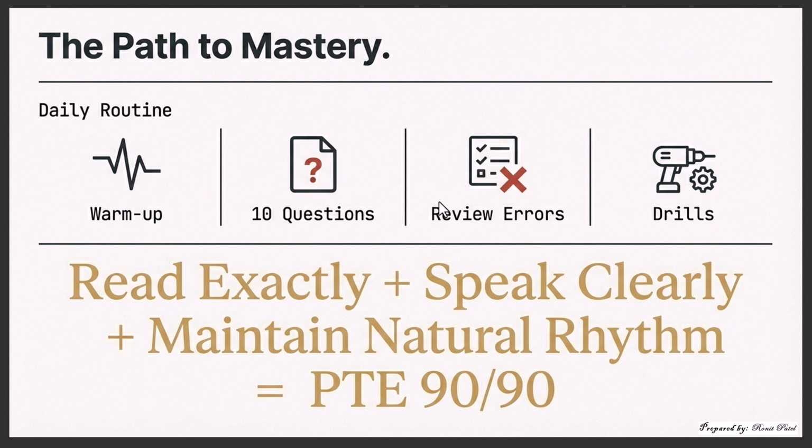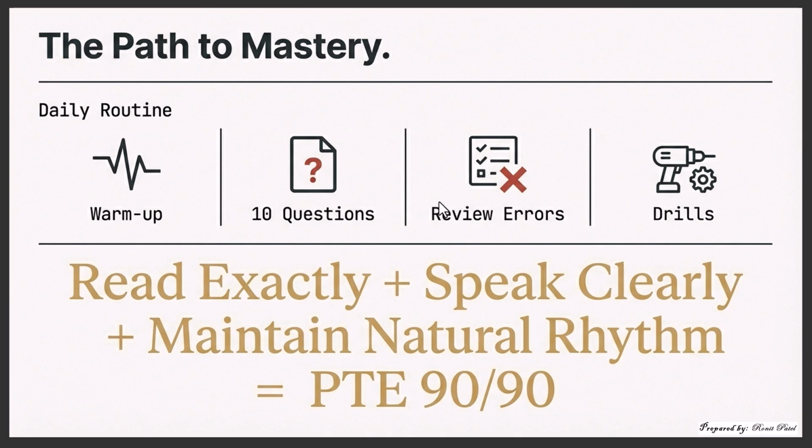And now we arrive at the destination of the entire journey, the path to mastery. High read aloud scores are not talent, they are daily training. The slide shows a simple but powerful routine. Start with a warm up reading to activate your voice and rhythm. Then practice 10 read aloud questions daily to build consistency. After that, review your mistakes carefully because awareness creates improvement. And finally, do targeted pronunciation drills to strengthen weak areas.